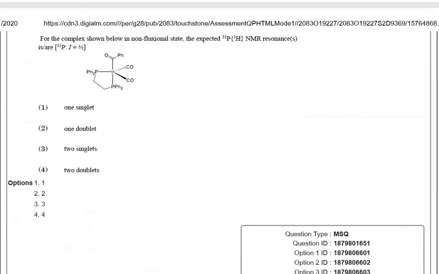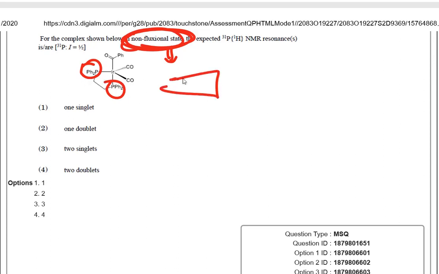Next question. For the complex shown below, in the non-fluxional state, the expected P-31 NMR resonance is. Just look at this point, this is the information we need to look at. Non-fluxional means these are not exchanging their positions or moving. So they are in different environments. You can see this is the environment, so these two are in different environments.